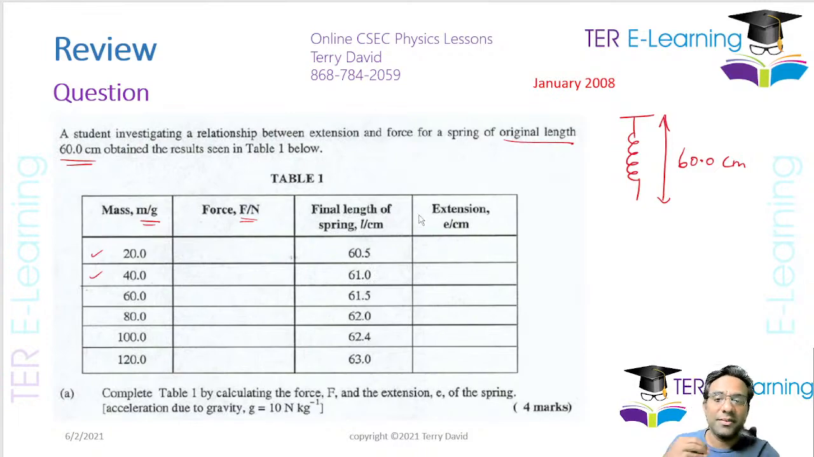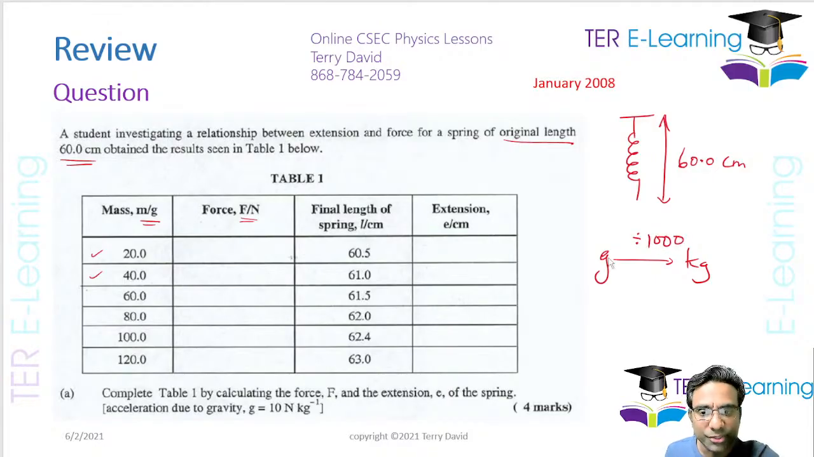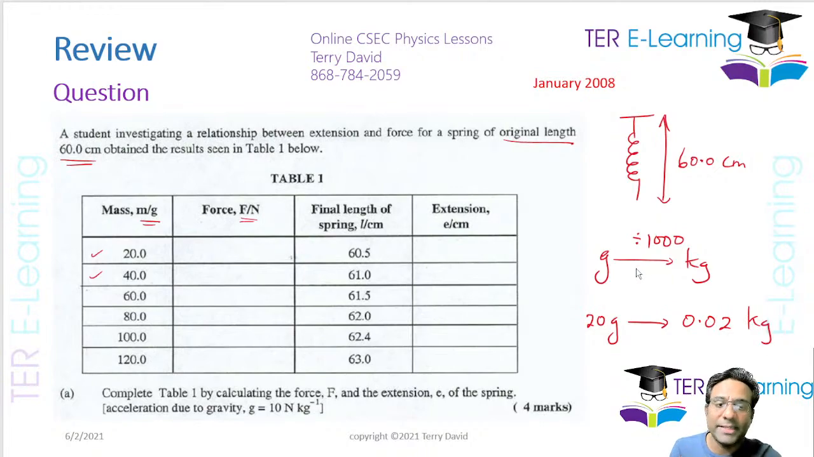Now, if you want to convert from grams to kilograms, we need to divide by 1,000, right? That's what you need to do. So therefore, 20 grams is going to be equal to, you divide it by 1,000, so this is 0.02 kilogram, right? So that's what my 20 grams is in kilograms.